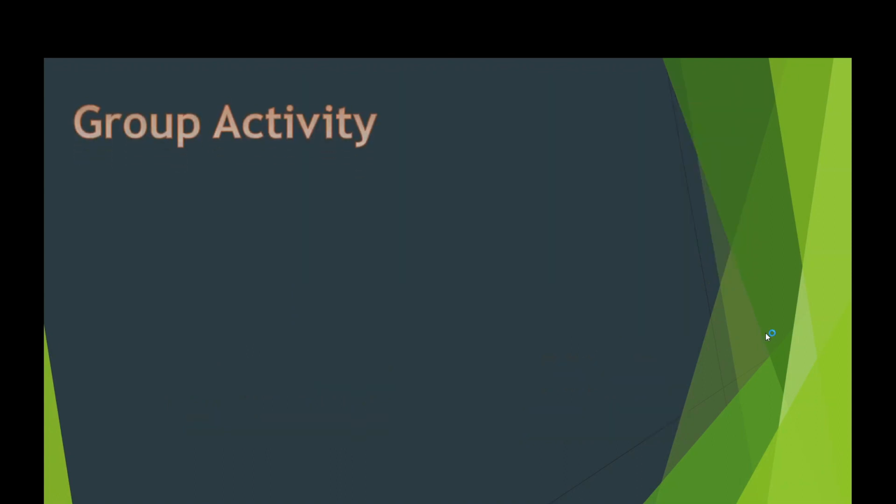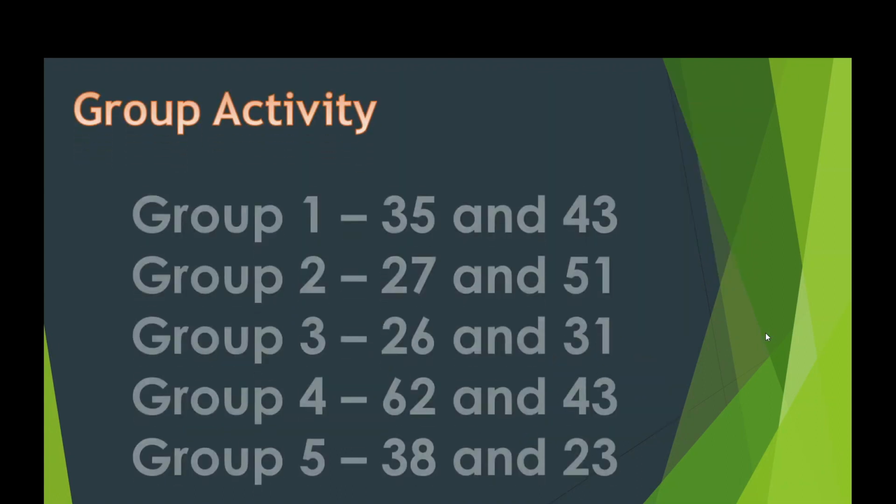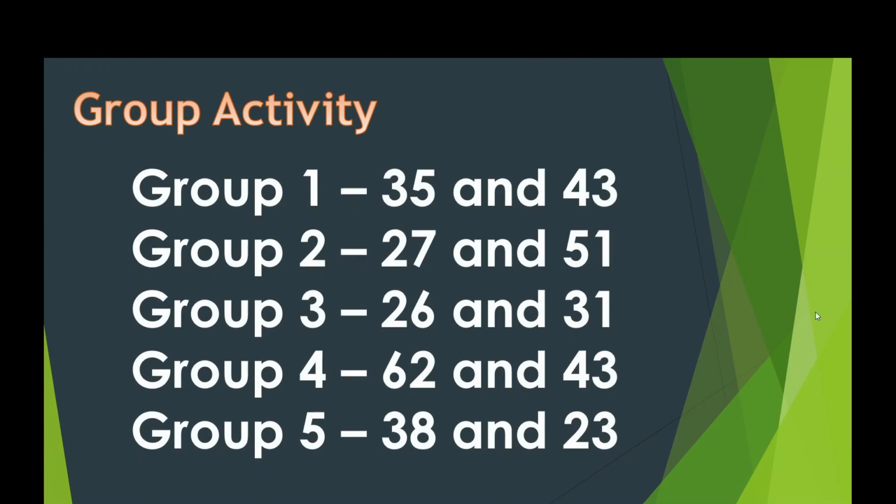Okay? So let us have a group activity. In group 1, you're going to find the factors of 35 and 43. In group 2, 27 and 51. In group 3, 26 and 31. In group 4, 62 and 43. And group 5, 38 and 23.